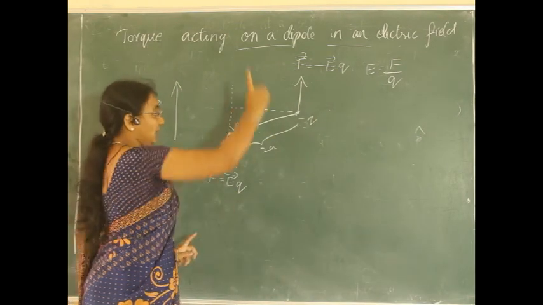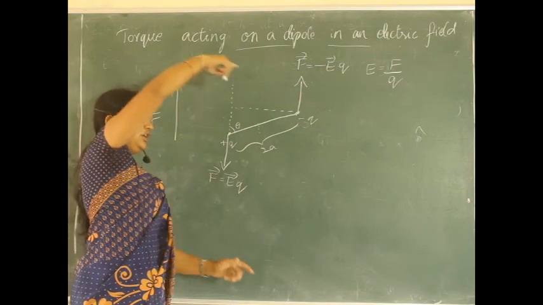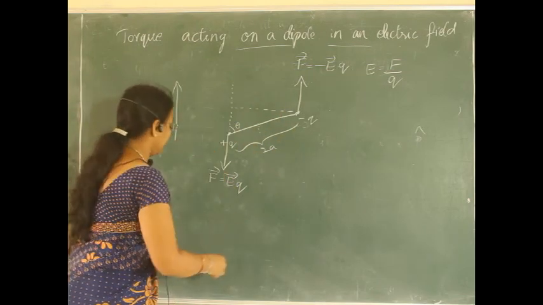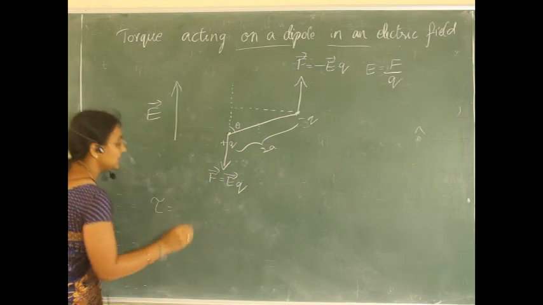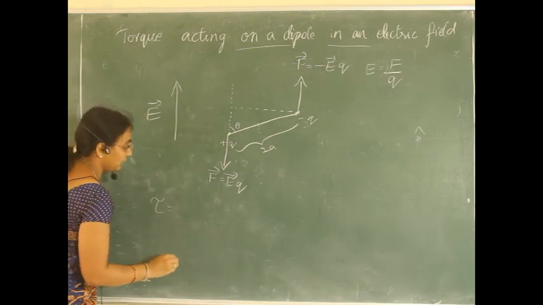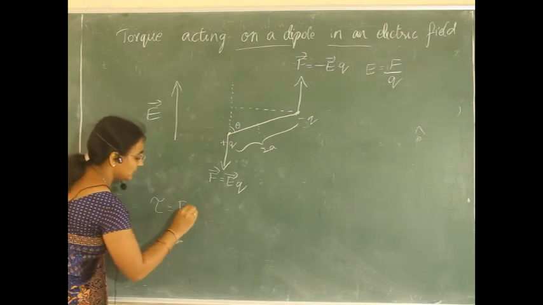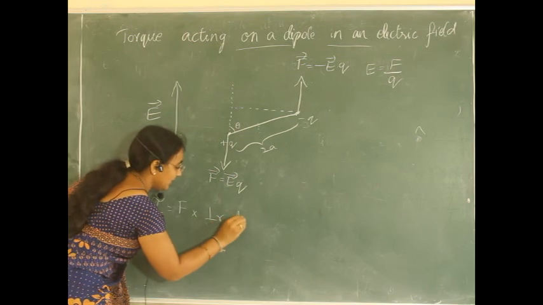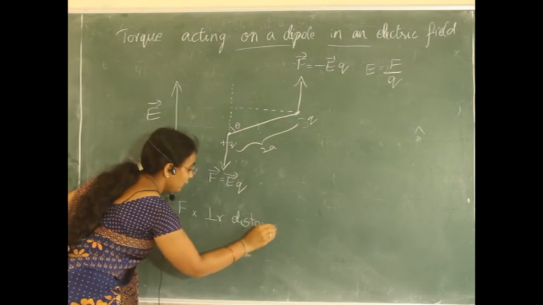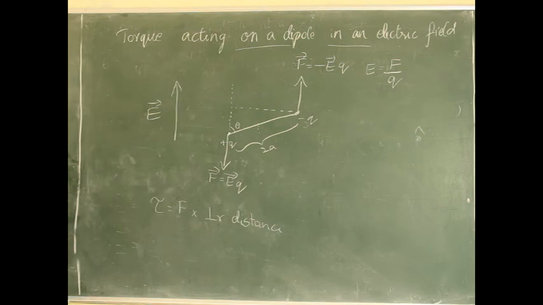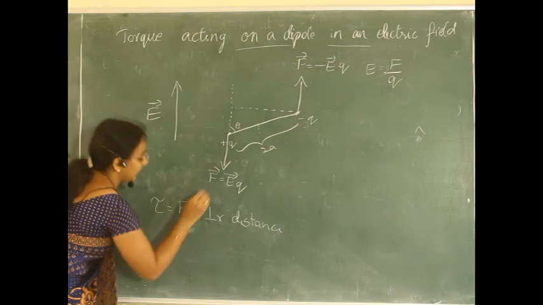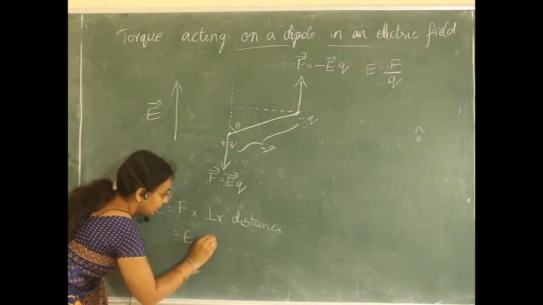Therefore it will be in the equal and opposite direction, then it will start rotating. Therefore I can say torque is acting on this body, that is tau is equal to... what? Torque is nothing but force into perpendicular distance, correct? So torque is equal to force into perpendicular distance. What is the expression for the force? Force is nothing but E into Q.